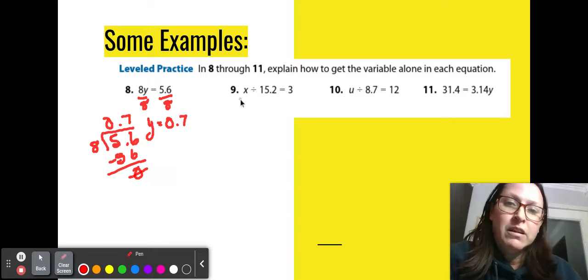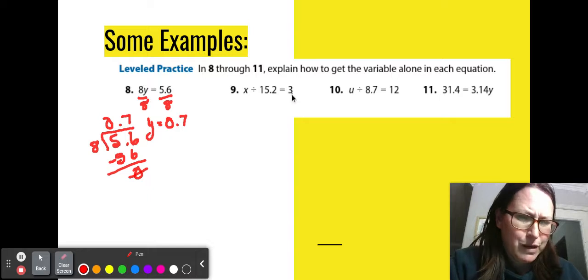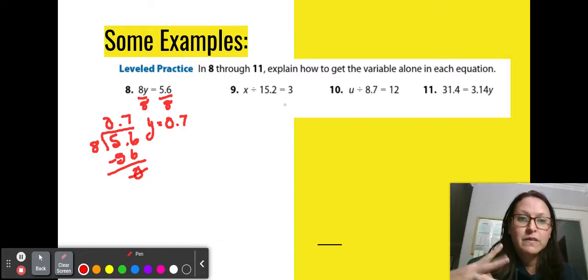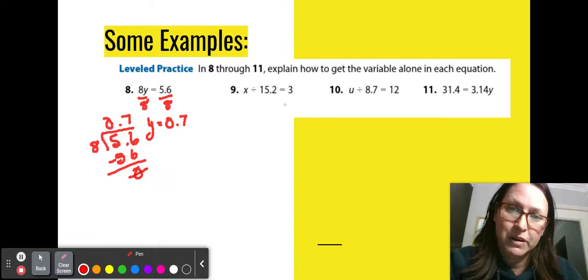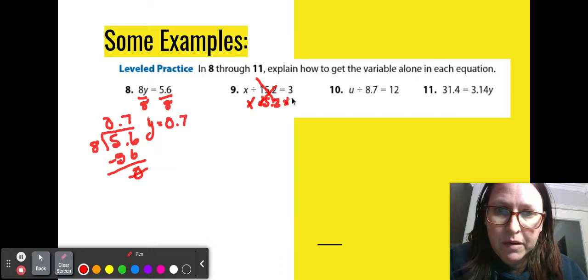Let's look at number 9. 9 says x divided by 15.2 equals 3. What's my variable? My variable is x. What are they doing to it? They're dividing it by 15.2. So how do I do the opposite? I multiply both sides by 15.2. So I've got to multiply 15.2 here, which cancels it out, and I've got to multiply 15.2 here.